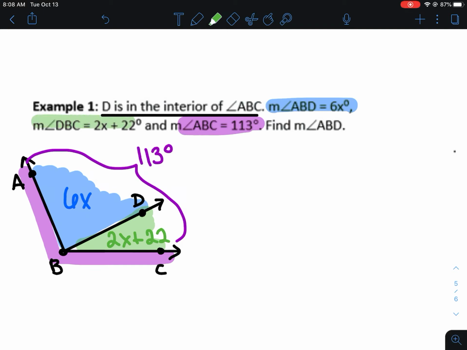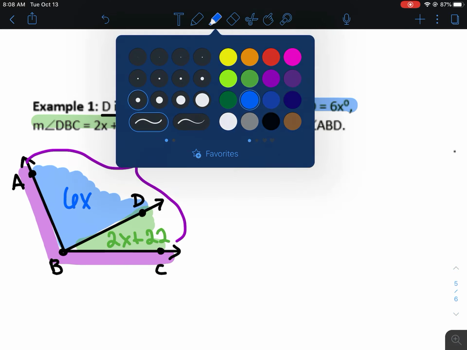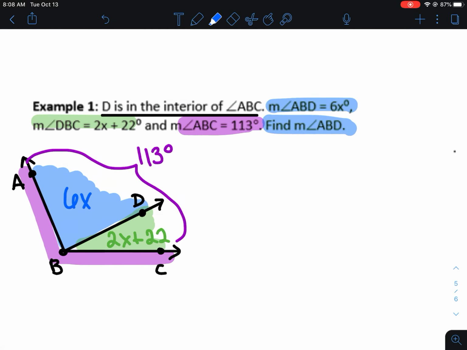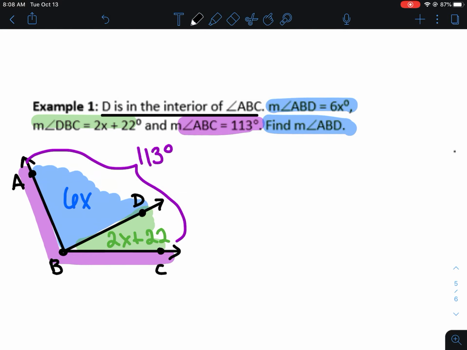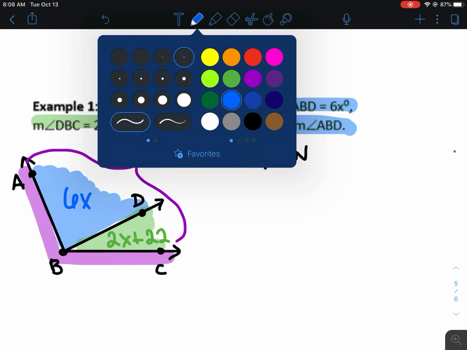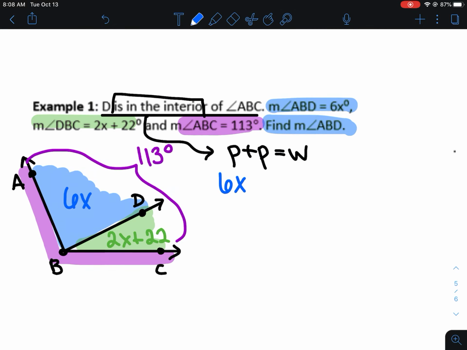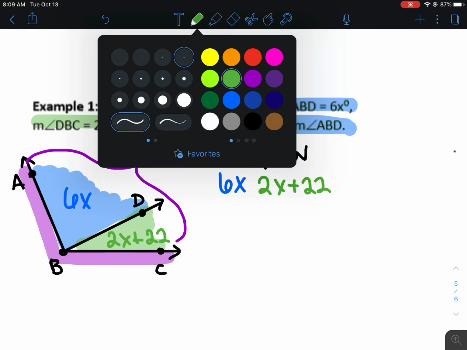Okay. All right, so now let's go about finding ABD, which is the first angle. So we're looking for angle ABD. All right, so here we go. We know that since this is this type of problem, there is no key word really. So I'm just going to say we're going to use "is in the interior" as our key phrase, I guess. So that tells us this is going to be a part plus part equals whole problem. All right, so let's go ahead and add the two parts together. So we have our 6x, we have our 2x plus 22, and then the whole thing is 113.